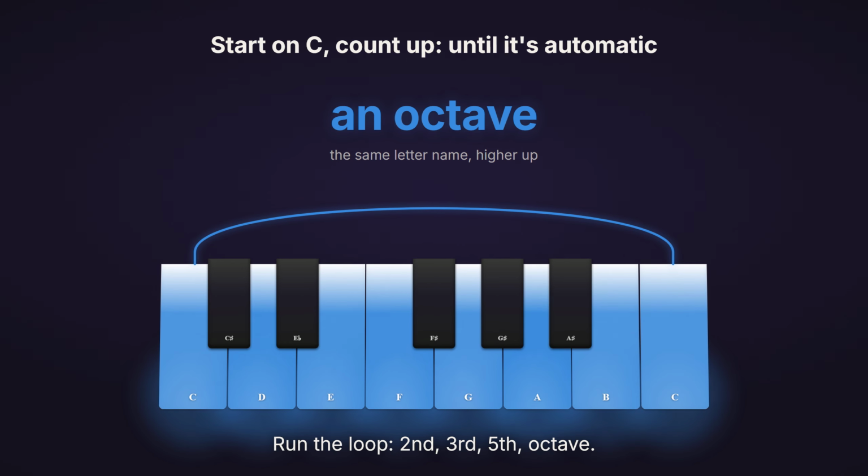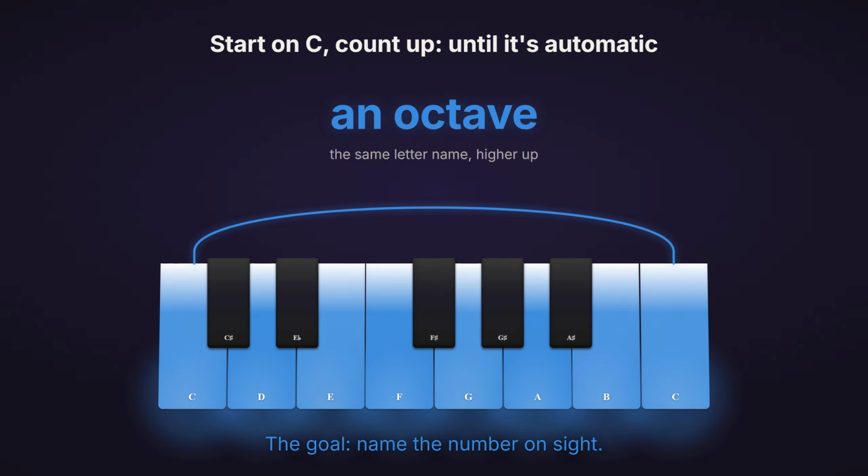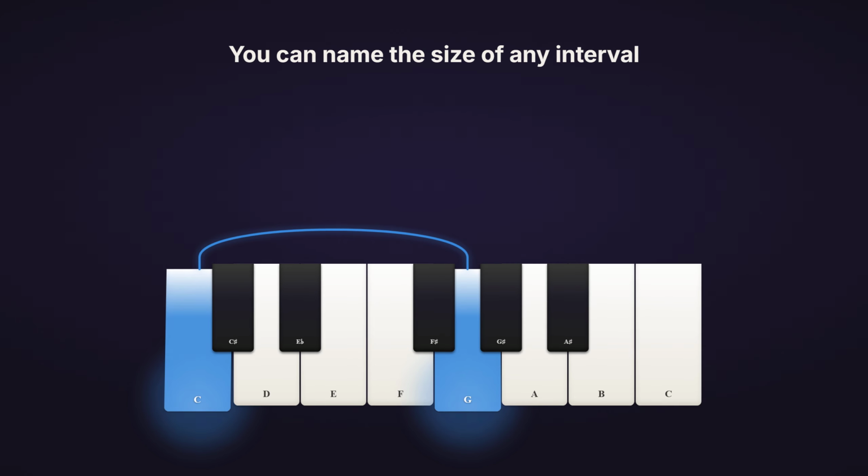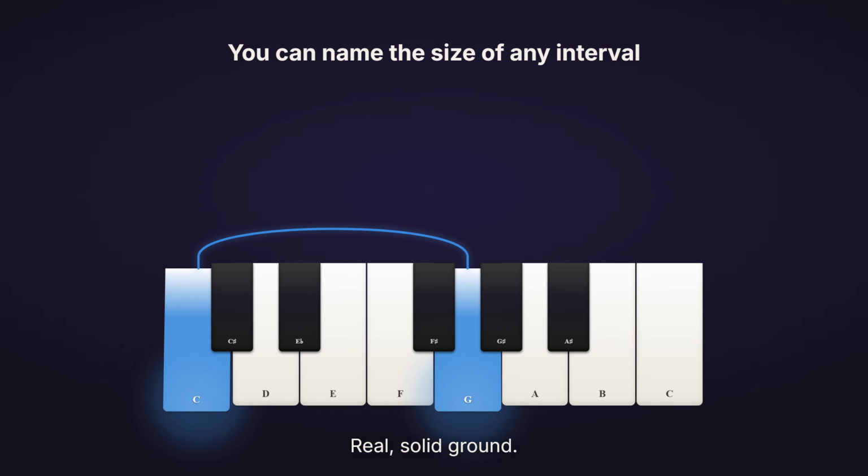Now run that little loop a few times on your own. Start on C, remember to count the first note as 1, and very soon you will name the number on sight, without consciously counting at all. That is the goal. The counting becomes invisible. So take a step back and look at what you can already do. Hand you any 2 notes on the keyboard, and you can name the size of the interval between them, just by counting the letter names and remembering to start your count at 1. That is real, solid ground, and it is more than a lot of people ever nail down.